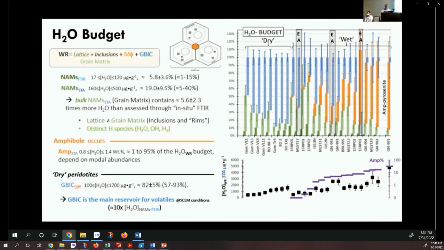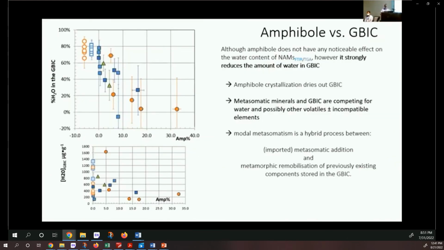Okay, so although amphibole does not have any noticeable effect on the water content of NAMs, it strongly reduces the amount of water in the GBIC, as you can see on these diagrams where you have a negative correlation between the percentage of water stored in the GBIC and the modal abundance of amphibole. That means that amphibole crystallization is drying out the GBIC.